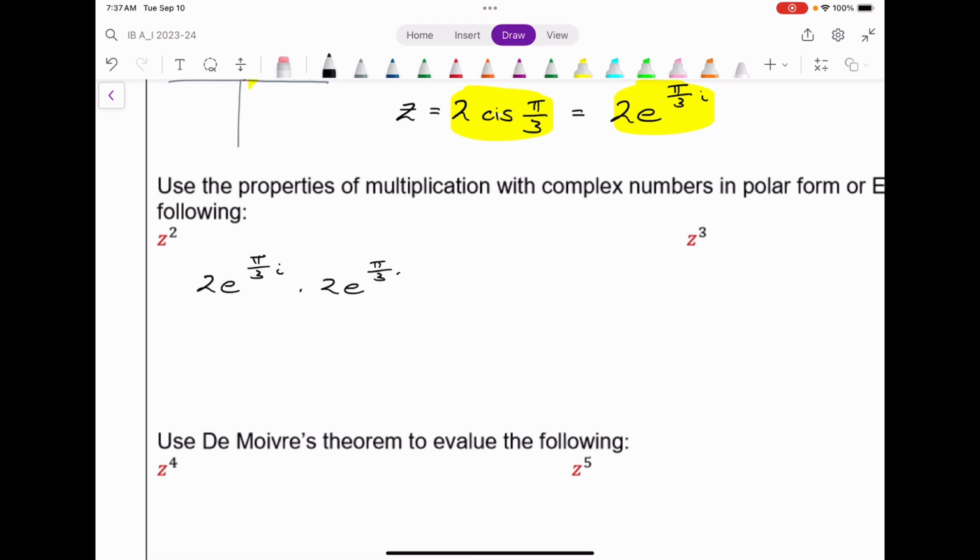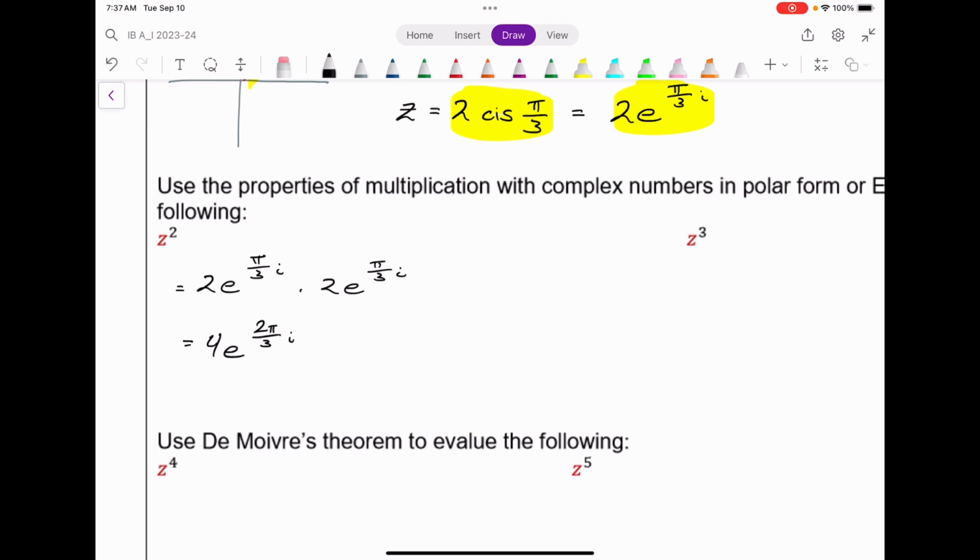As we were introduced to in the previous question, if I want to evaluate this, I need to just multiply 2 times 2, which is 4, and then add my arguments together. Pi over 3 plus pi over 3 is 2 pi over 3. Just keep in mind at this point that 2 pi over 3 is too big of an angle for, well, I feel like I've done something wrong here. No, I didn't. Never mind. Scratch my last comment. We're good.